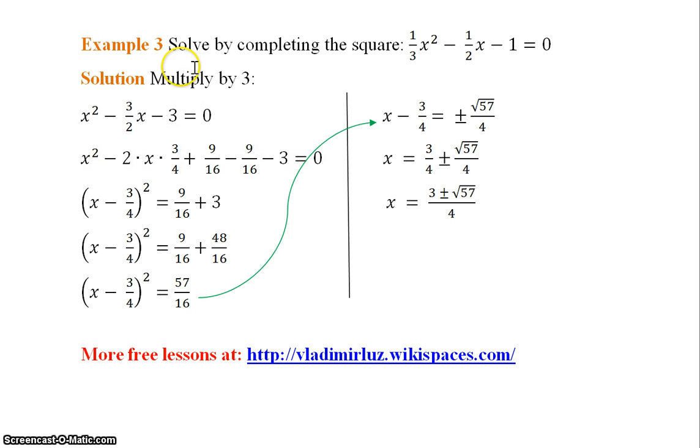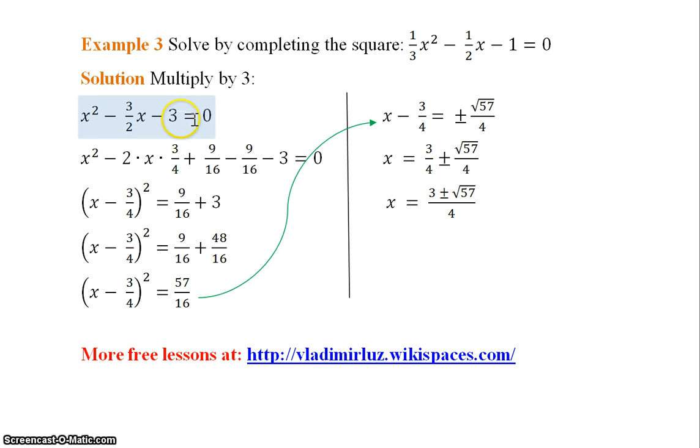Example 3. Solve by completing the square. 1/3 x² − 1/2 x − 1 = 0. The senior coefficient is 1/3. To get 1, we multiply each term on the left side by 3. We get x² − 3/2 x − 3 = 0.